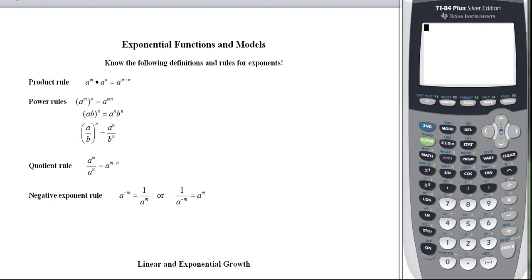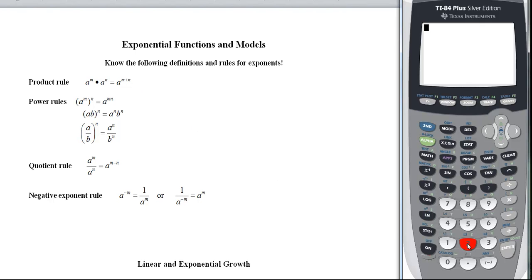Exponential functions and models. Please know the following definitions and rules for exponents. You've got a product rule, power rule, quotient rule, and negative exponent rule. Remember, if you have a base raised to a power times the same base raised to a power, you can simplify by keeping the base and adding exponents.